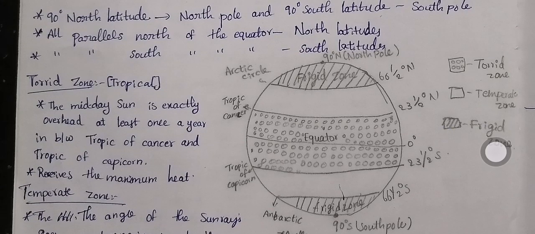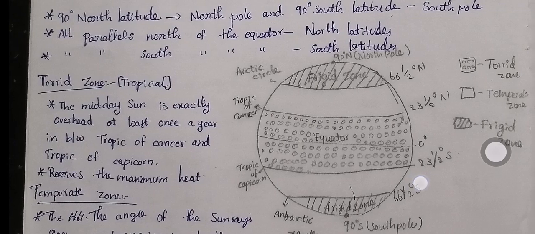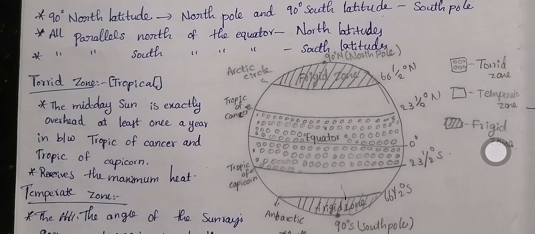In this there are three zones, that is torrid zone, temperate zone, frigid zone. If you see the image, from the equator to 23 and a half degree northern latitude is the Tropic of Cancer, and below the equator up to 23 and a half degree southern latitude is the Tropic of Capricorn.